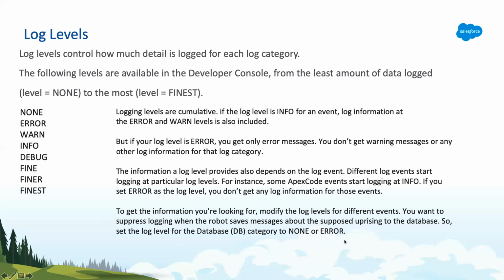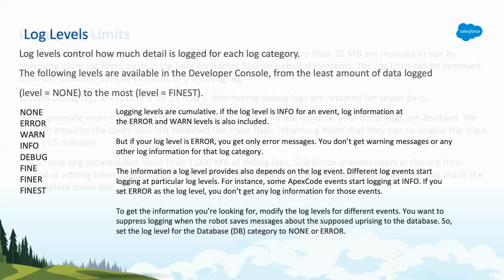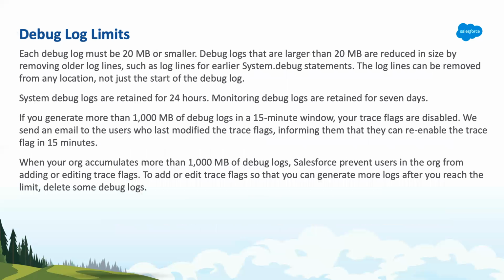So these are the log limits. Debug logs have a limit of 20 MB. If it is 20 MB or larger, it will reduce the size by removing log lines, which means it will show you the latest log lines up to 20 MB.